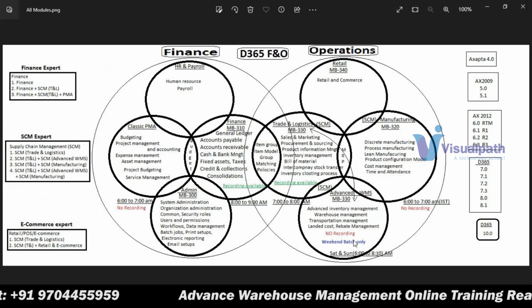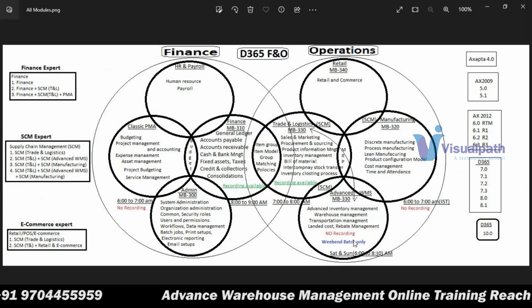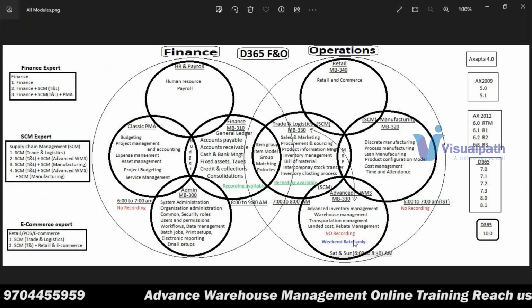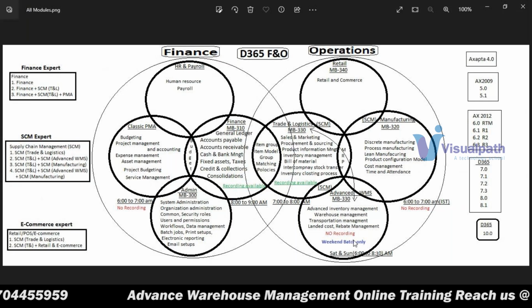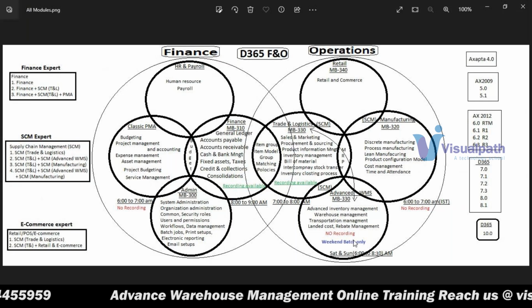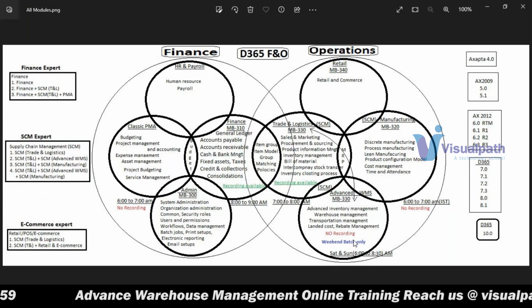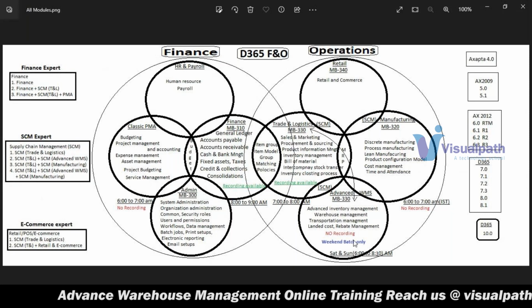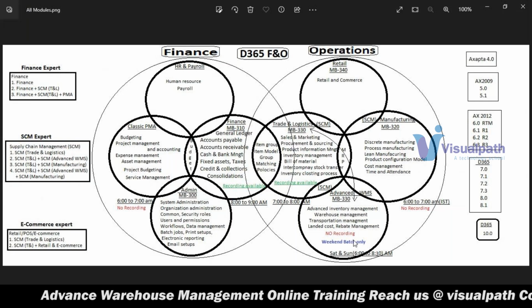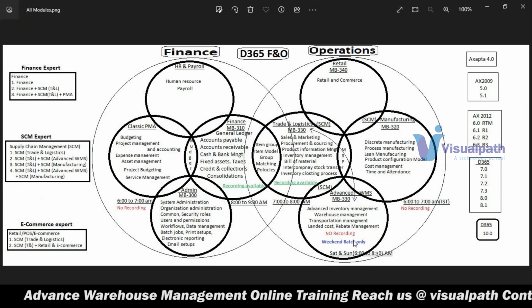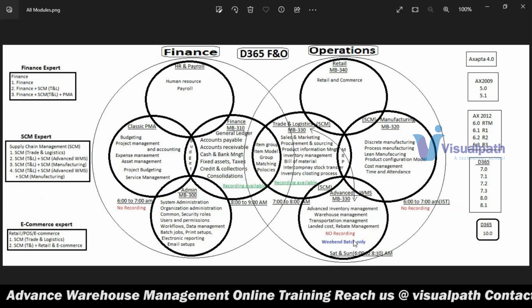Currently we are working for trade and logistics. We know the value of advanced warehouse management, and we know how complex it is. But if you teach continuously for 2.5 hours, it is very difficult to practice and very difficult to understand. That is the reason.